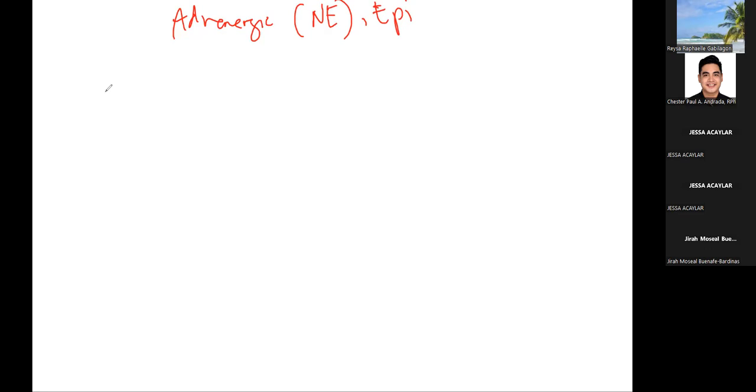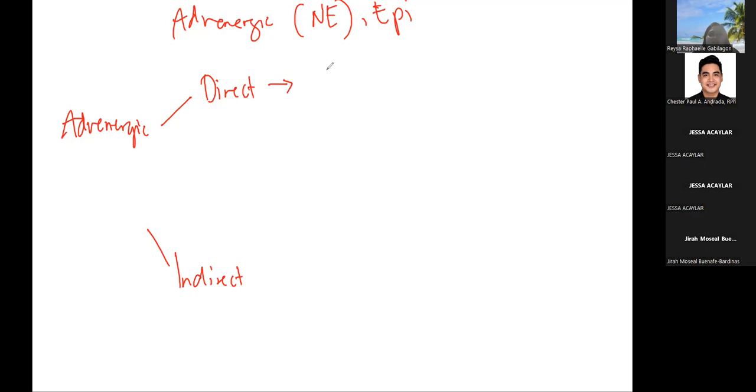So just like the cholinergic agonists, our adrenergic agonists are also divided into two. We have the direct acting and we also have the indirect acting. For our direct acting, of course they will directly bind and activate the receptor. So we have two receptor families but all in all five. So we have alpha 1, alpha 2, beta 1, beta 2, and beta 3 for our receptors here.